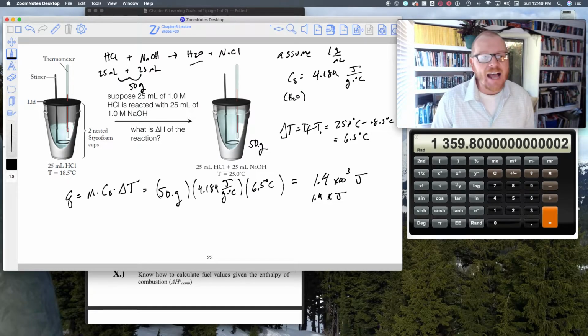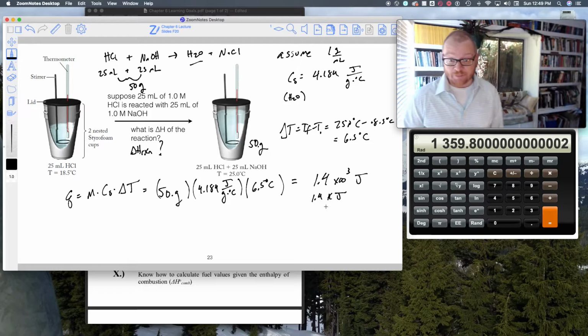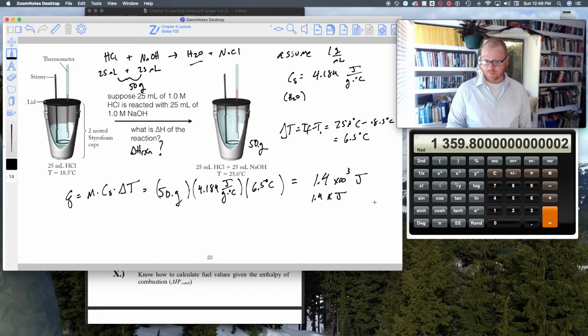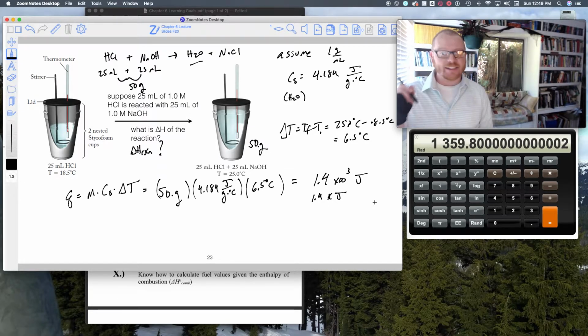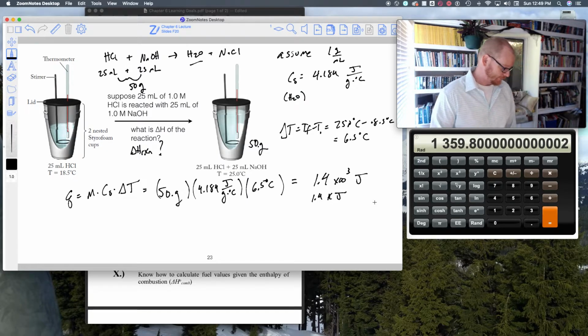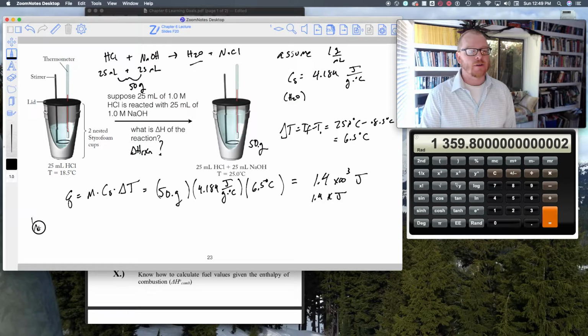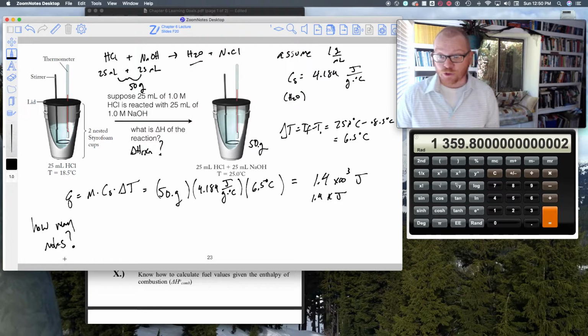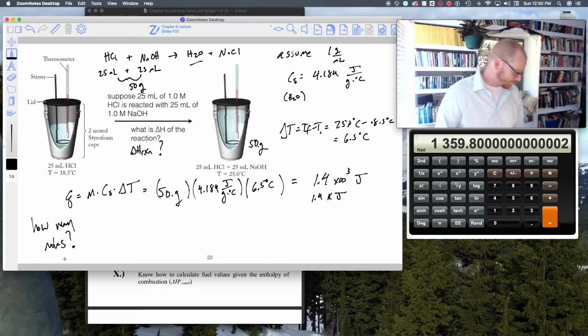But look, it's asking me for the delta H of the reaction. This number is not it. This is the q. That's the heat released, but it's not the enthalpy of reaction. So I need to figure out how many moles reacted, because remember, these delta H's have to be kilojoules or joules per mole.